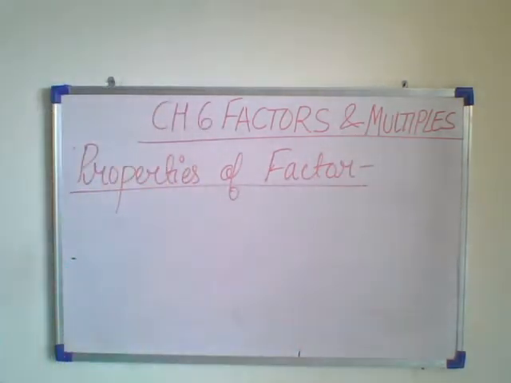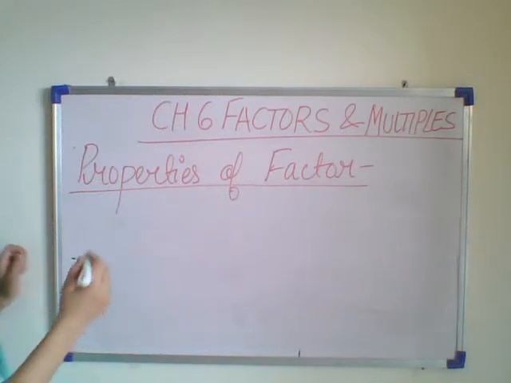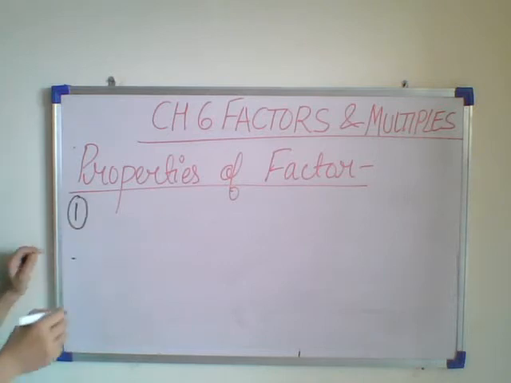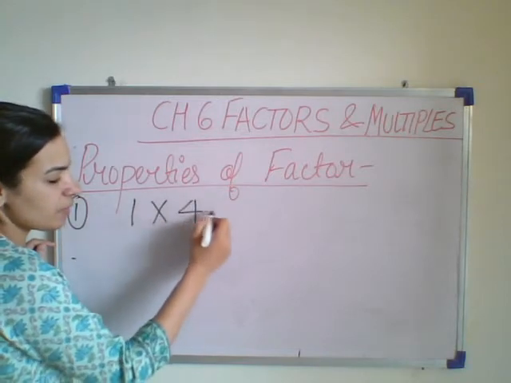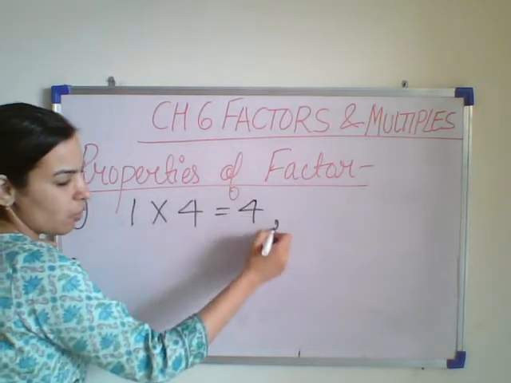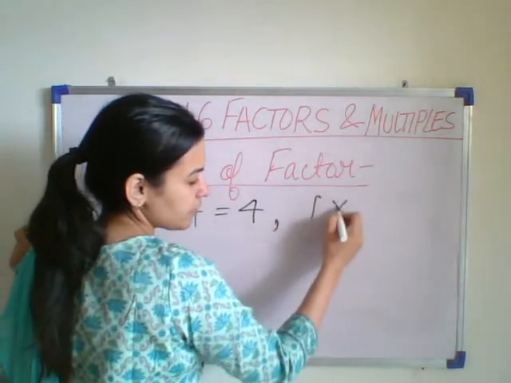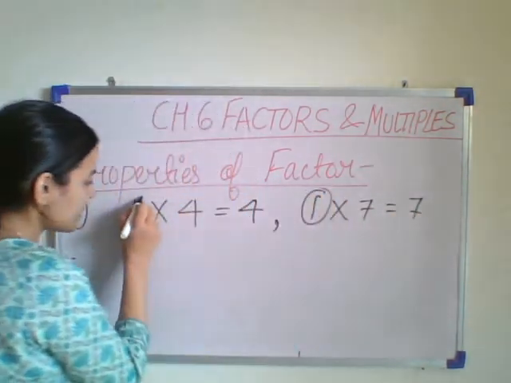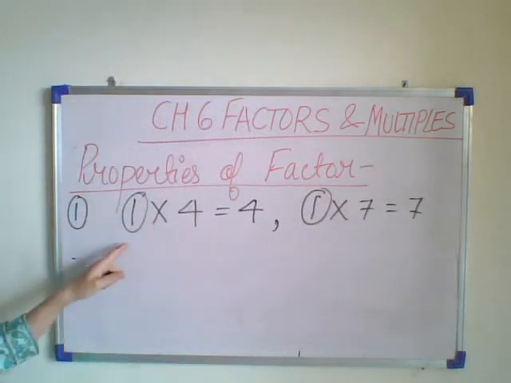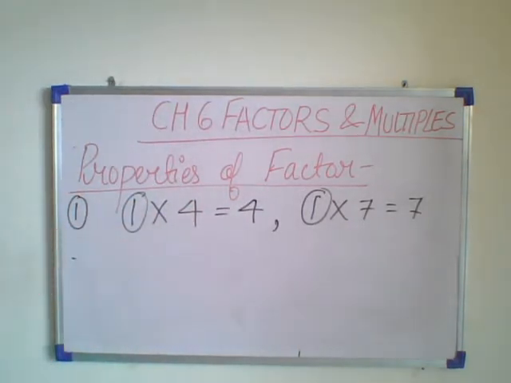So what is the first property of a factor? 1 is the least factor of every natural number. Of every natural number, 1 is the least factor. Like for every natural number, 1 fours are 4, 1 multiplied by 7 is equal to 7. So we can say that 1 is the least factor of every natural number.